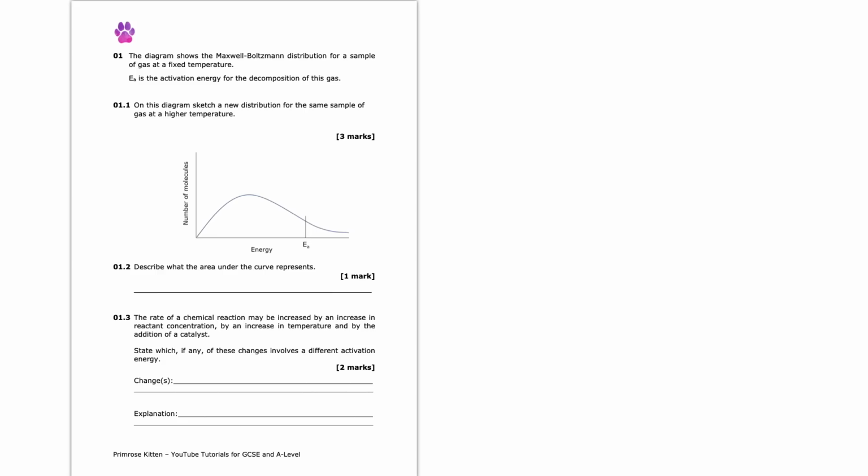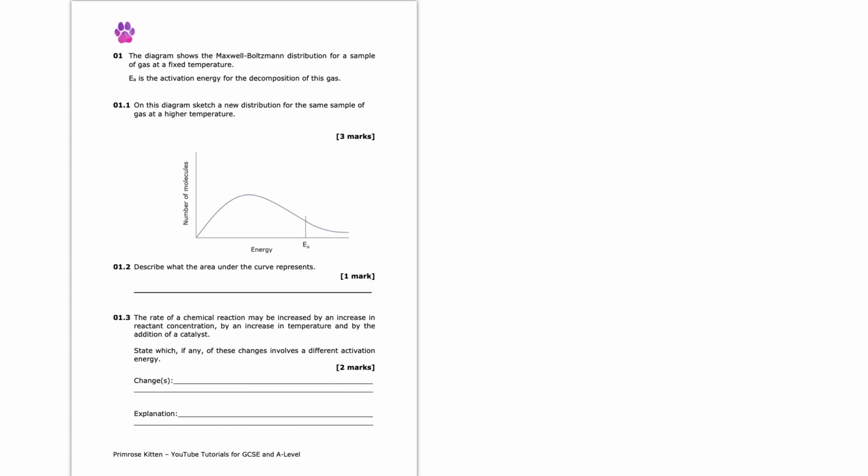So here we've got a diagram which shows a Maxwell-Boltzmann distribution for a sample of gas at fixed temperatures. EA is the activation energy for the decomposition of this gas. And we're asked to illustrate on this diagram a new distribution for the same sample of gas, but this time at a higher temperature. So here we need to understand how it's going to look different to what we've already got.